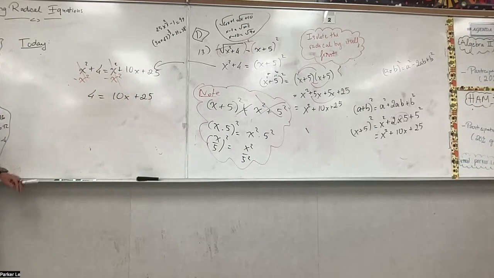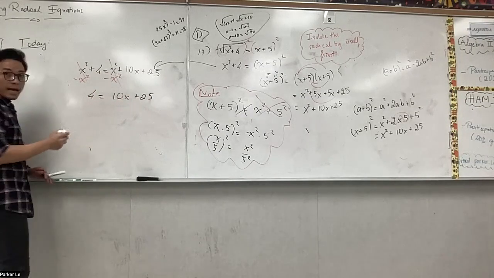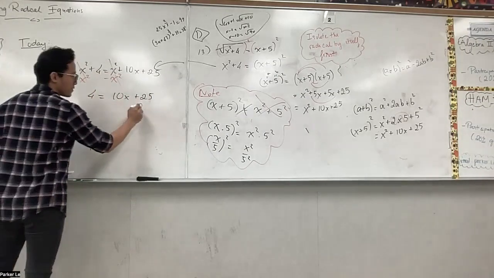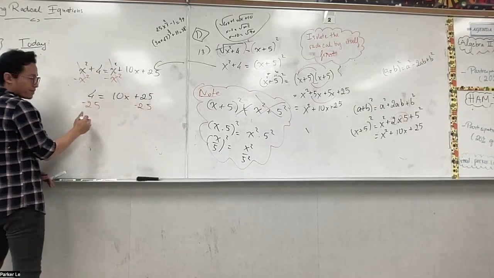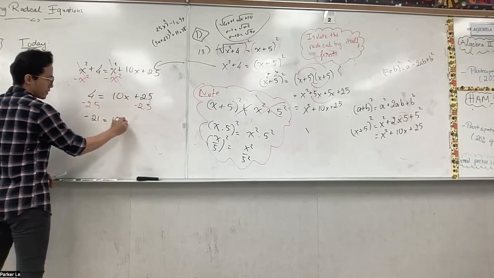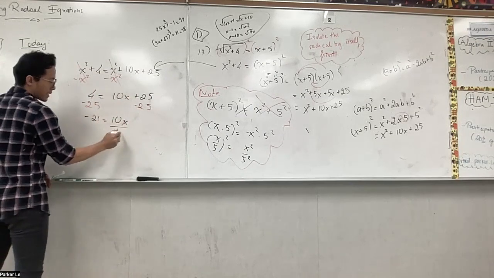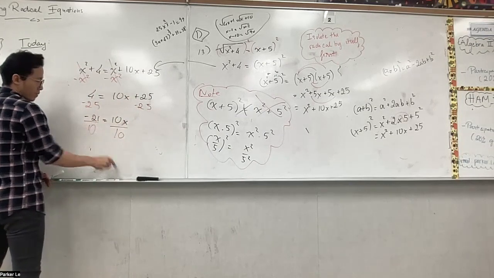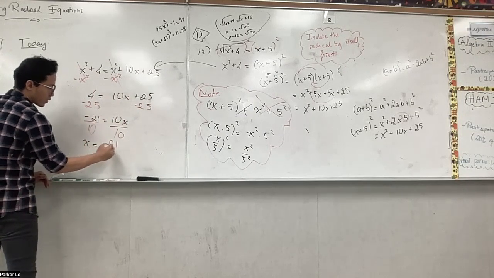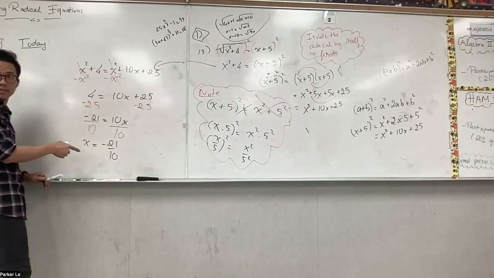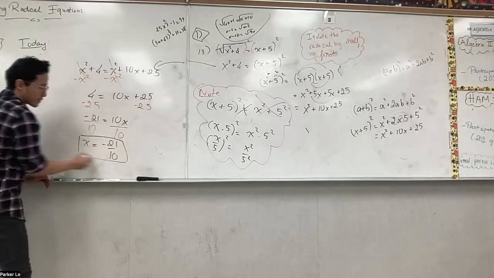Now easy stuff. What are you going to do? Subtract 25. What is 4 minus 25? Negative 21. Divide by 10. Don't freak out when you see the fraction. It's normal. So negative 21 over 10. Can we simplify this? No, so this is the final answer.